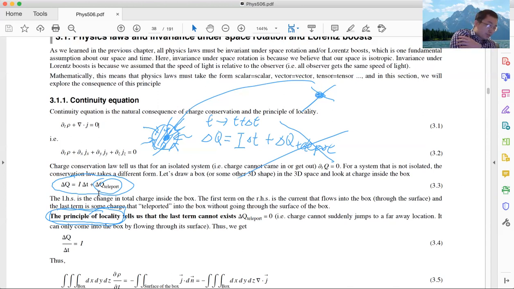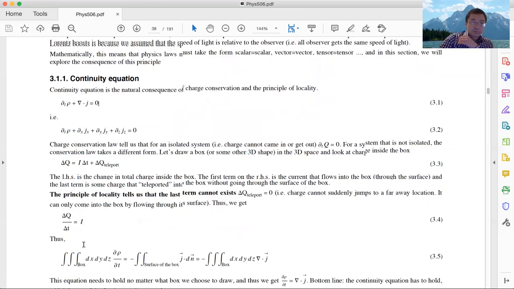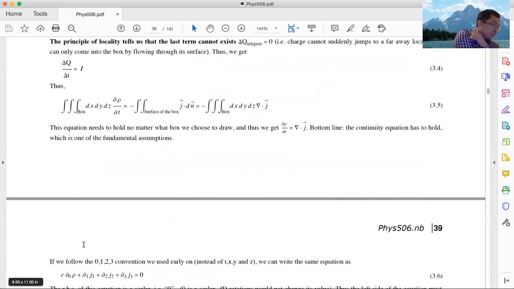What we have is a simple formula, delta Q equals I times delta T. Now let me divide delta T to the other side. If I divide delta T to the other side, this is what I get. Delta Q divided by delta T is the current I through the surface. Let's look at this formula. I have delta Q divided by delta T equals current, and that comes from charge conservation plus the principle of locality.